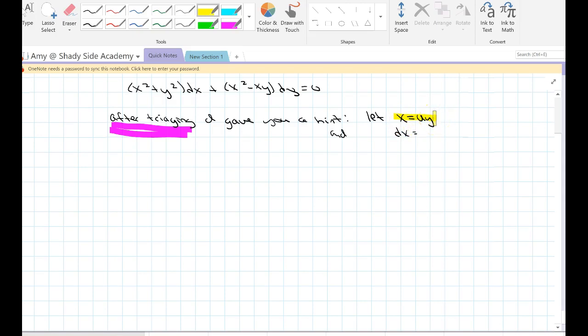I think as you were leaving class, someone asked, what would dx be? Well, that's the first step. When you solve for dx, it means the differential of x. The differential of x means the following: the partial derivative of x with respect to u times du, that's going to be y du, plus the partial derivative of x with respect to y, which would equal u dy.